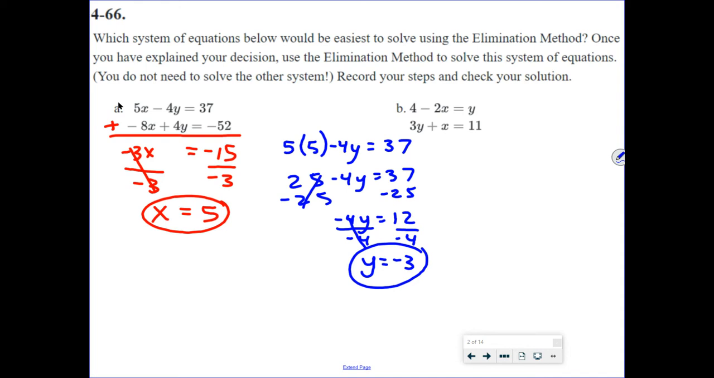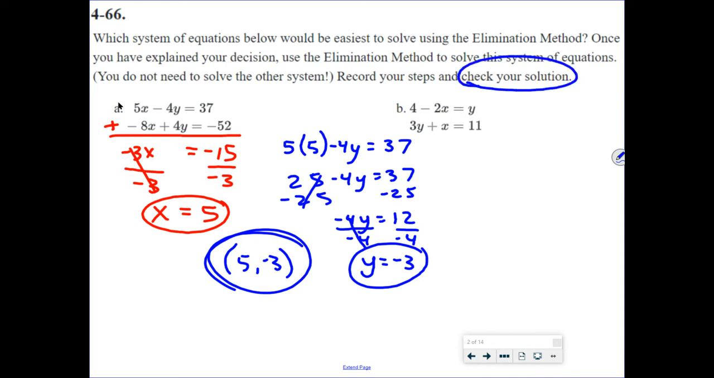So my solution, okay, now I'm not done yet. There's a lot to go still. My solution would be 5, negative 3. That's the answer I'm looking for. And hopefully you remember to see that. Now again, I don't always require it, but if it says it, you got to do it.